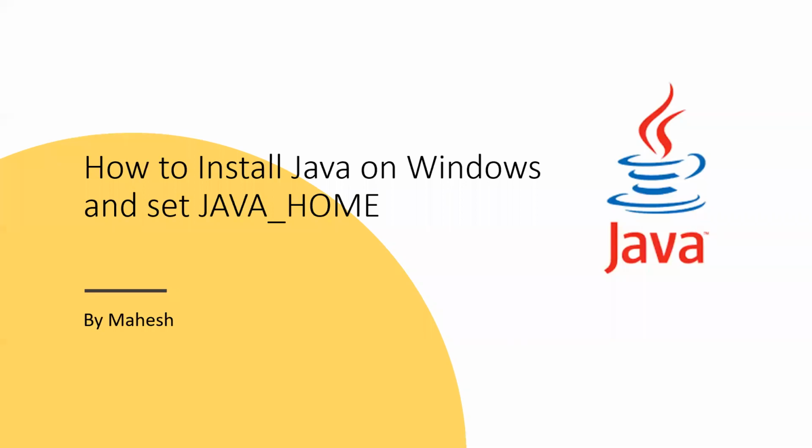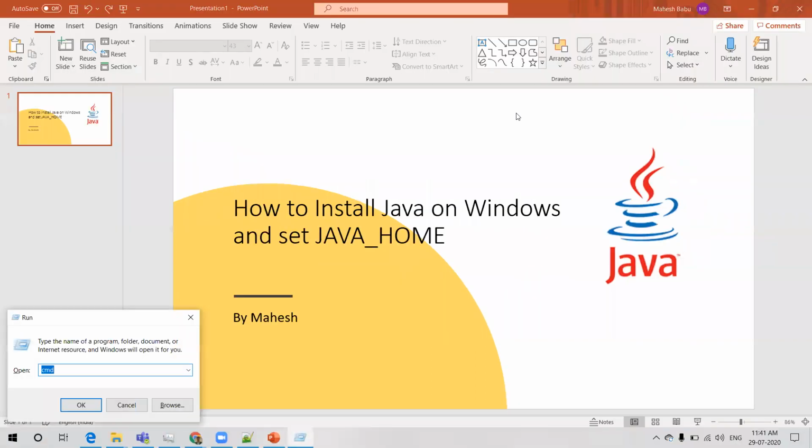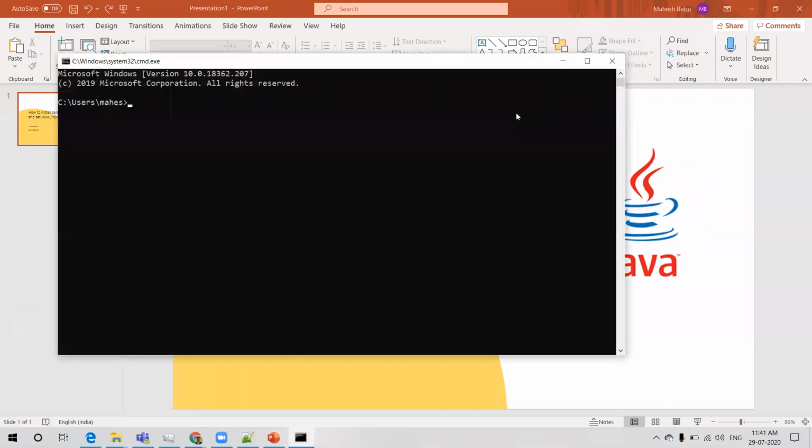Hi everyone, welcome. In this video, I am going to show you how to install Java on Windows and how to set Java home variable. For that, first we need to verify whether we already have Java on our machine or not. For that, press Windows and R on your machine so that a run window will be opened. Then type CMD and hit enter so that a command prompt window gets opened.